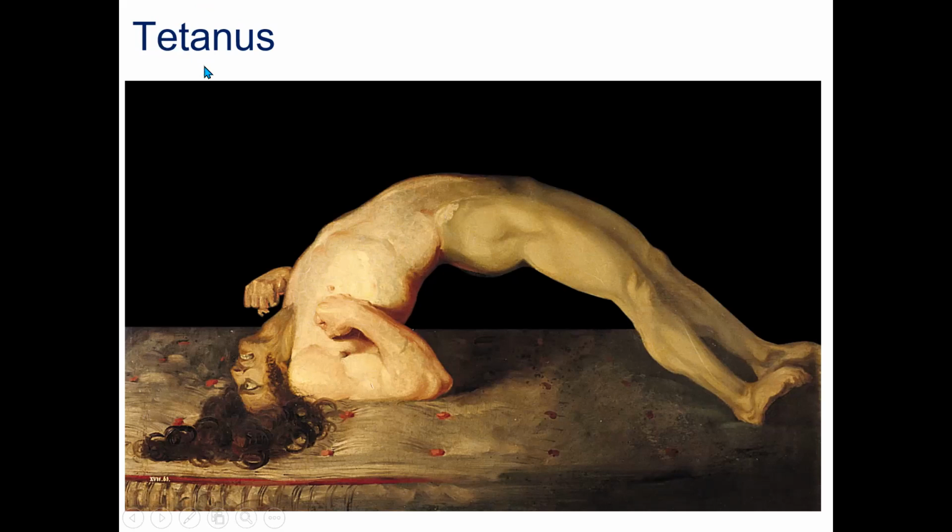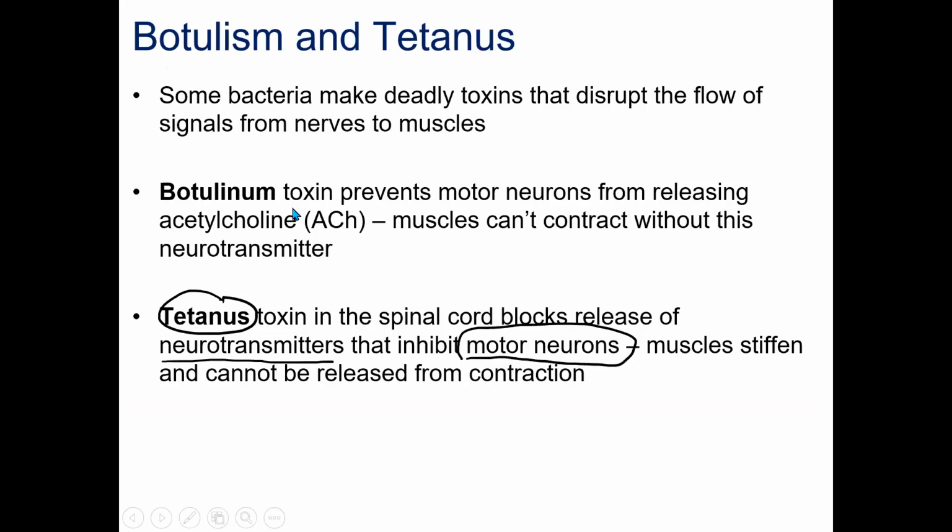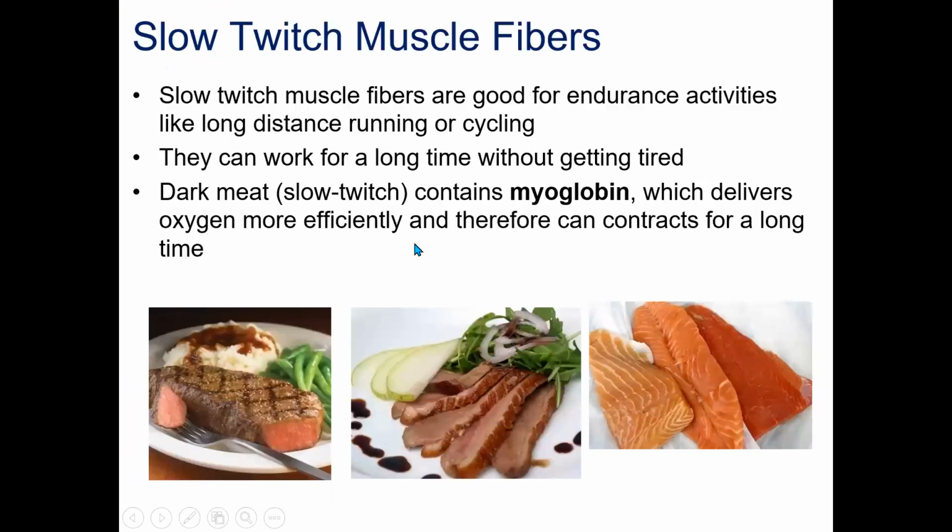If you get bitten by a dog, as I did last year, I told you, I also need a tetanus shot, because the bacteria that causes tetanus apparently can live in the dog's saliva without affecting them. So I got my shot after I was bitten. Okay, so botulinum and tetanus.